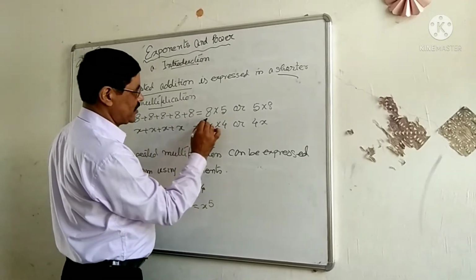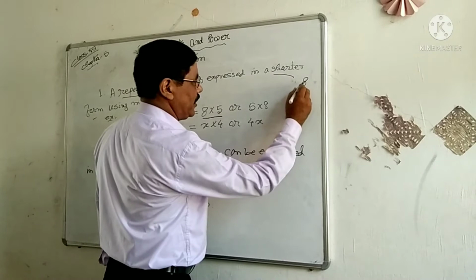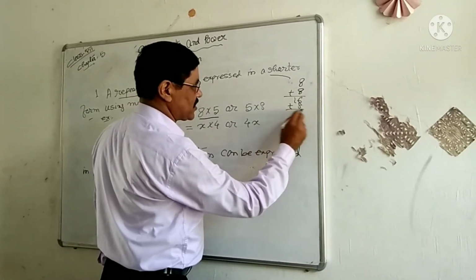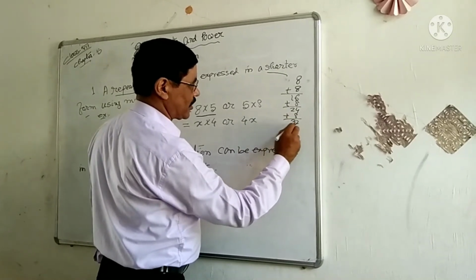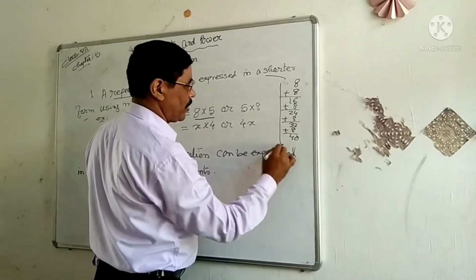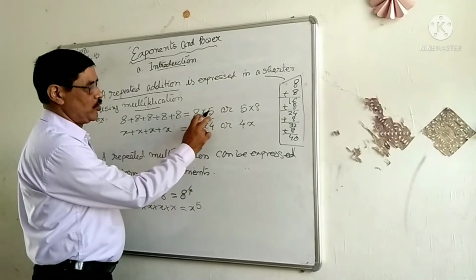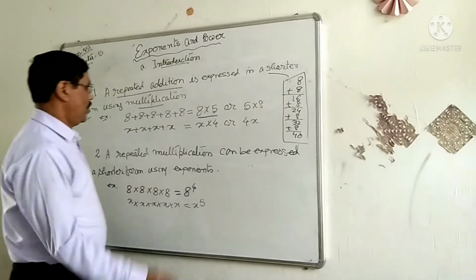You can write this term as 8 into 5. You need not add it in this way. 8 plus 8 equals 16, plus 8 equals 24, plus 8 equals 32, plus 8 equals 40. So you need not write in this way. You can write it simply 8 into 5 or 5 into 8 in this way, which equals 40.